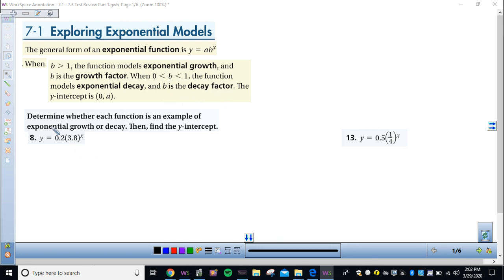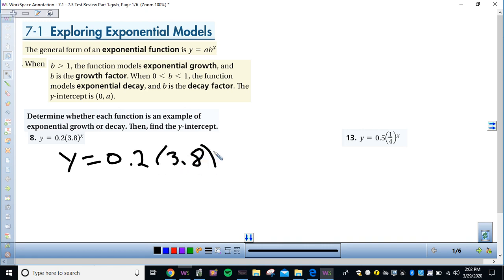Okay, so we're going to look at this problem here. Determine whether each function is an example of exponential growth or decay. Then we're going to find the y-intercept. So if we look at number 8 here, I'm just going to rewrite it so it's a little bit larger. Y equals 0.2 times the quantity 3.8 to the x power. If we look at the b term, 3.8, it is clearly greater than 1. So in this situation, we have exponential growth.